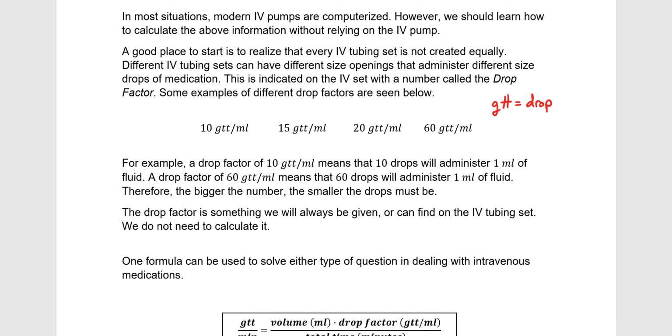So what this means, if we have a drop factor of 10 drops per milliliter, is that 10 drops will administer 1 milliliter of fluid. And a drop factor of 60 drops per milliliter is going to mean that 60 drops will give off 1 milliliter of fluid. So the larger the number, the smaller the drops must be. So the drop factor is something that's going to be given to us, or we can find it on the IV set. So we just do not need to ever calculate that drop factor.